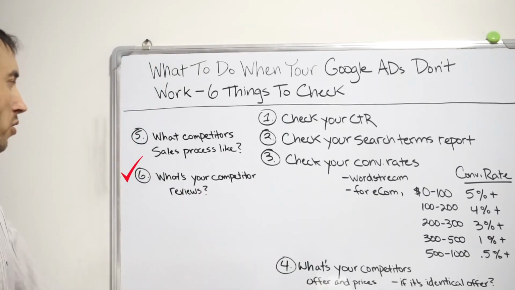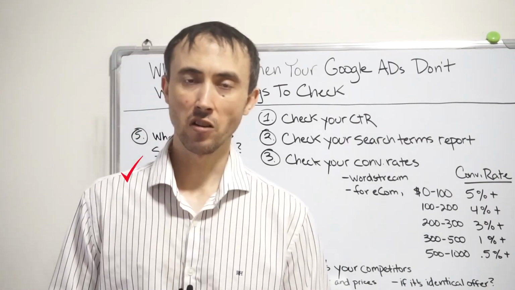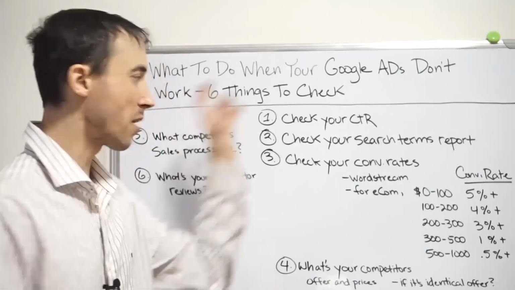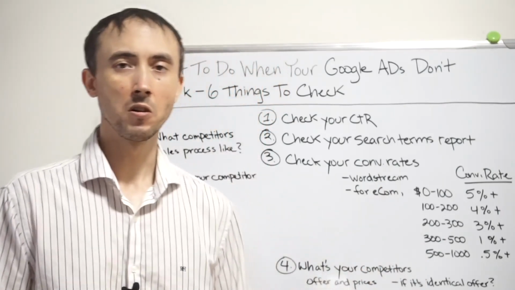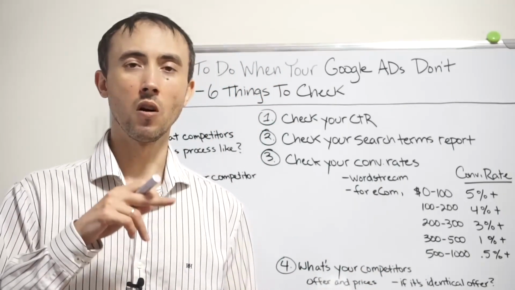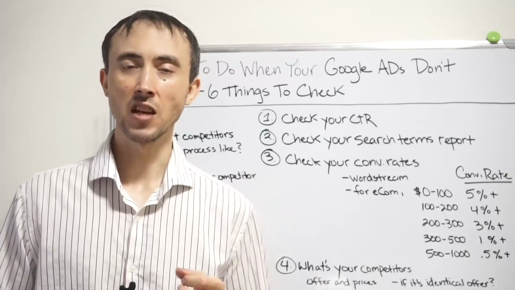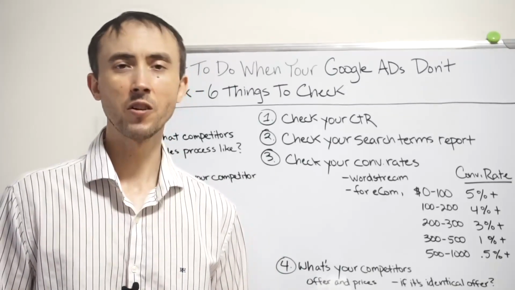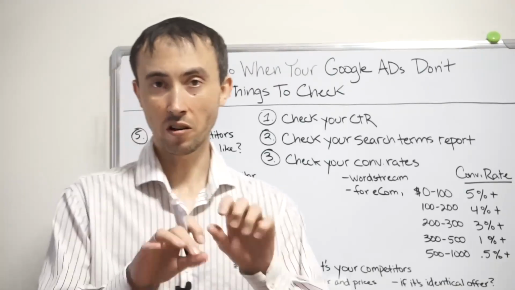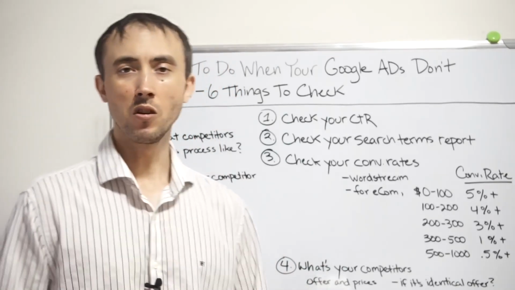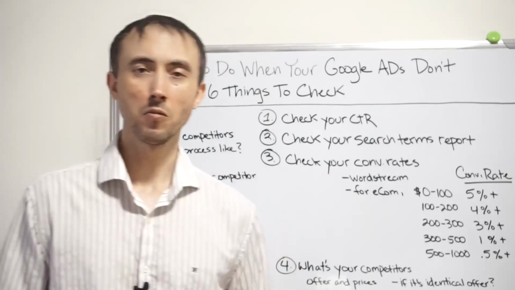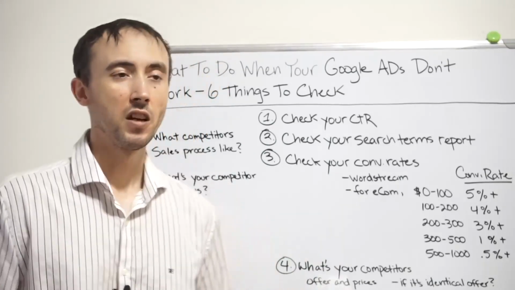Number 6, what your competitor reviews are. So this last one, you could do all the rest of this stuff. If you get under like a 3.5 in terms of your Google reviews, or whatever shows up at the top of Google when people type your company name, you could do all the rest of this stuff right and you're still going to crash and burn.